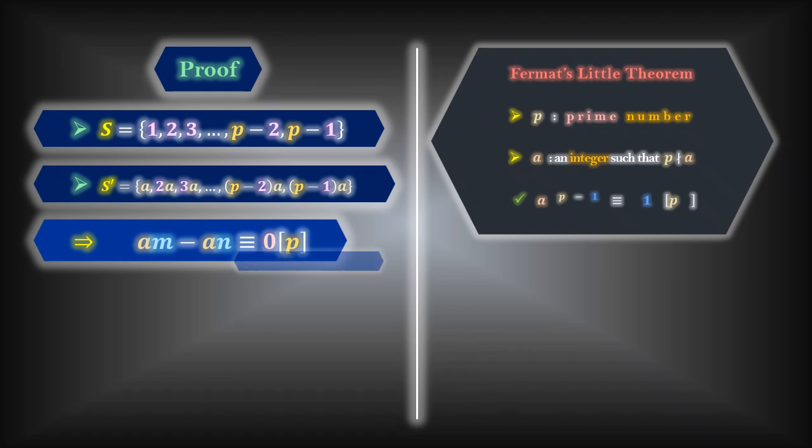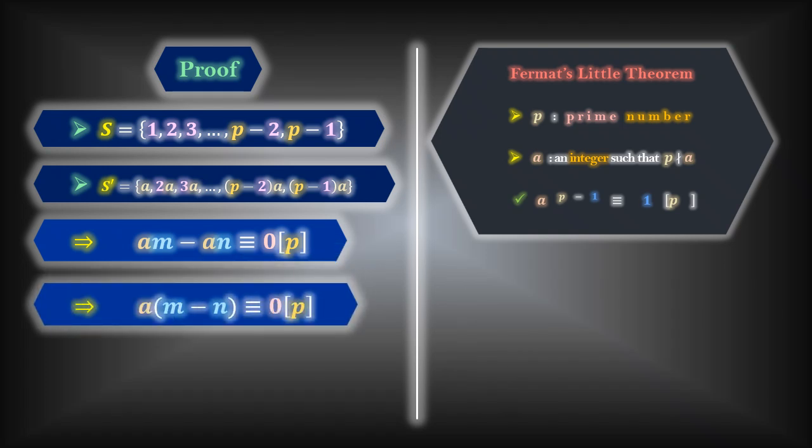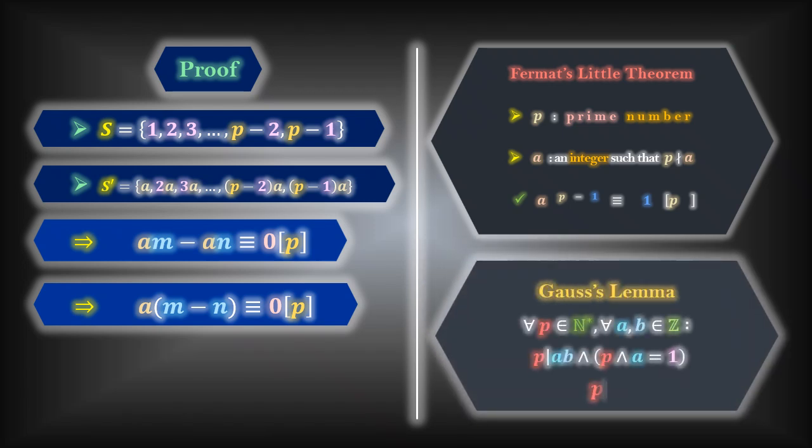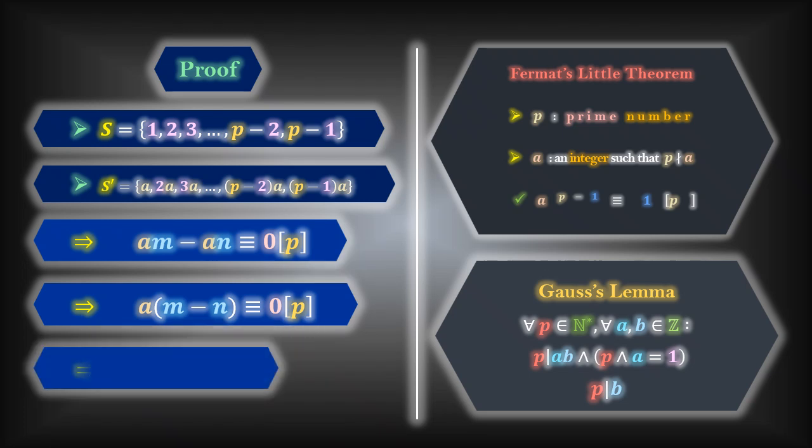Extracting a as a common factor, we obtain a times m minus n is congruent to 0 modulo p. This means that the prime number p divides the product a times m minus n. Now we invoke Gauss's lemma, which states that if a non-zero natural number p divides the product of two integers, a and b, and if p and a are relatively prime, then p divides b. Applying this lemma to our situation, and recalling that p does not divide a, according to the statement of Fermat's little theorem, we conclude that p divides m minus n.